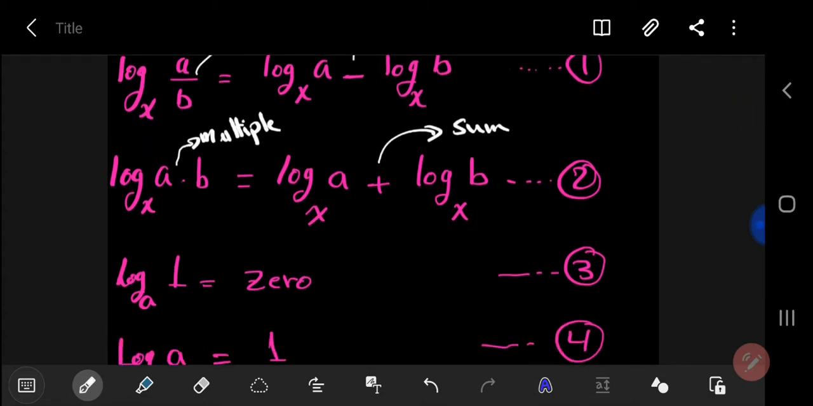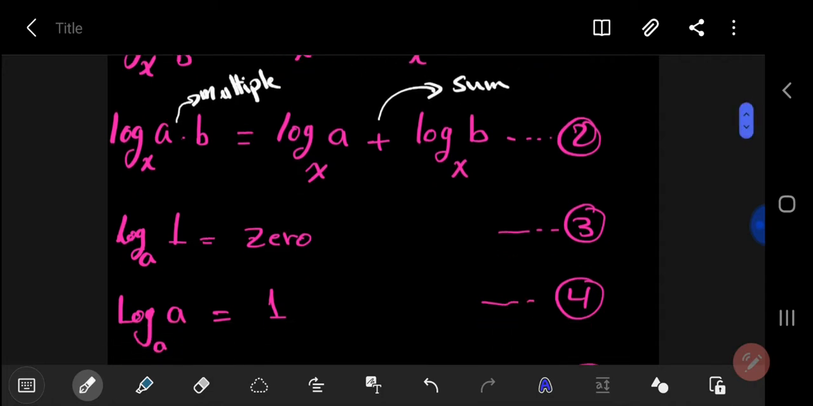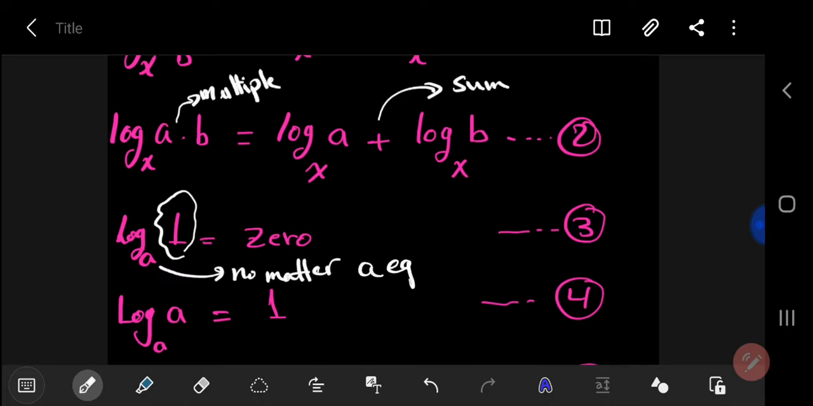The third property we have is log base a of 1. So here we have the number 1 equal to 0 no matter what a equals. So log base a of 1 equal to 0 no matter what a equals.